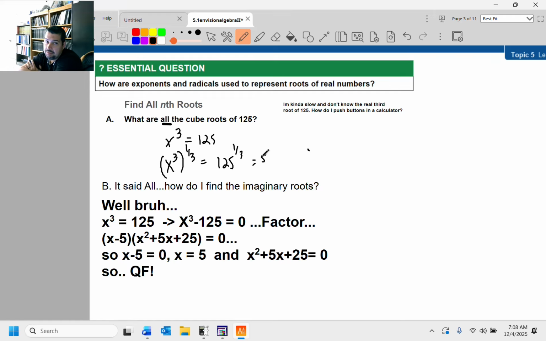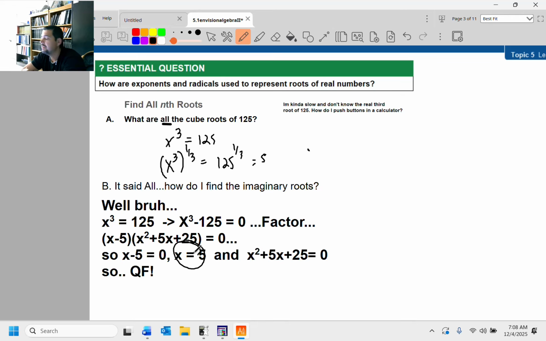Now, it did say what are all the roots. Well, so to save time, I wrote this out. So I start back with my original equation. And instead of just taking the cube root, I shift it left. And I factor. This is a difference of 2 cubes. X cubed minus 125 factors as x minus 5 times x squared plus 5x plus 25. Here's the first one, which I already got. The next one doesn't factor.